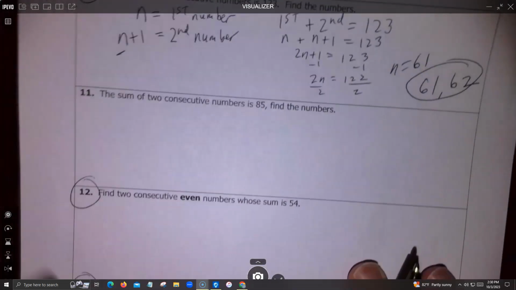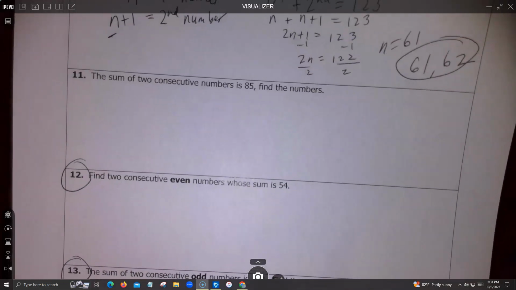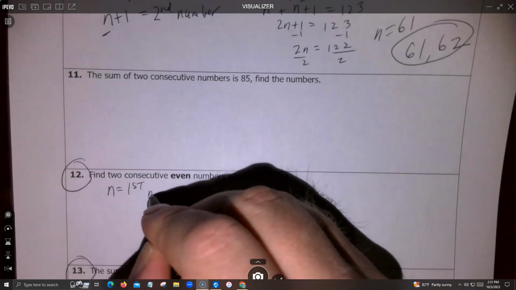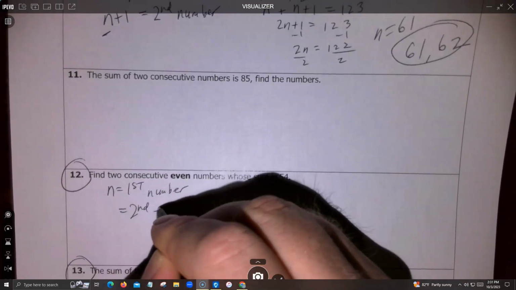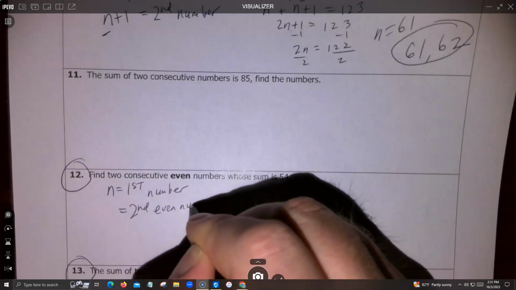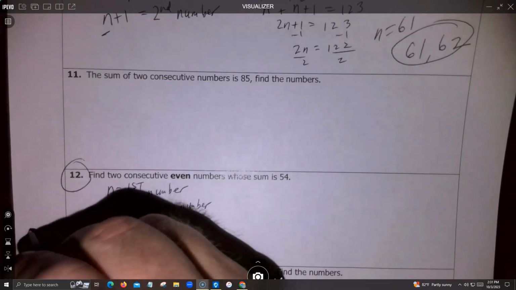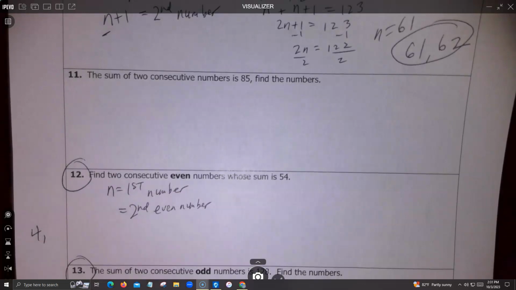All right, now we're going to jump down to 12. What happens if we're doing even numbers? Well, that's kind of interesting. So we're going to make n the first number. Okay? How do we get to the second even number? Let's say 4 is my first number. How do I get to my second number?